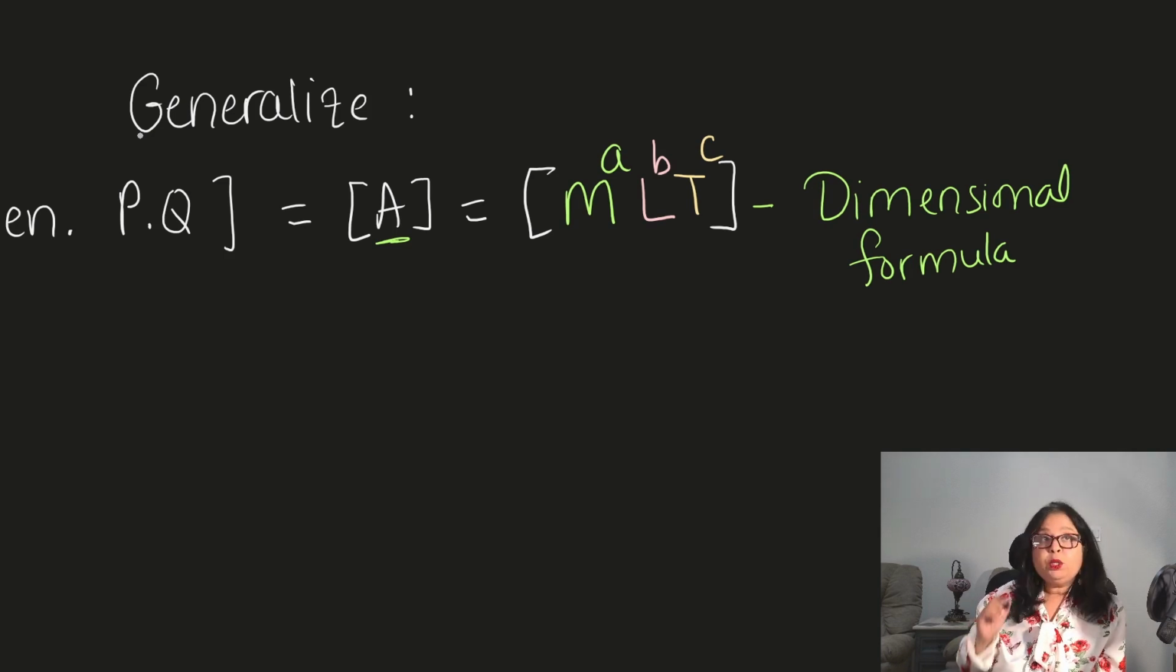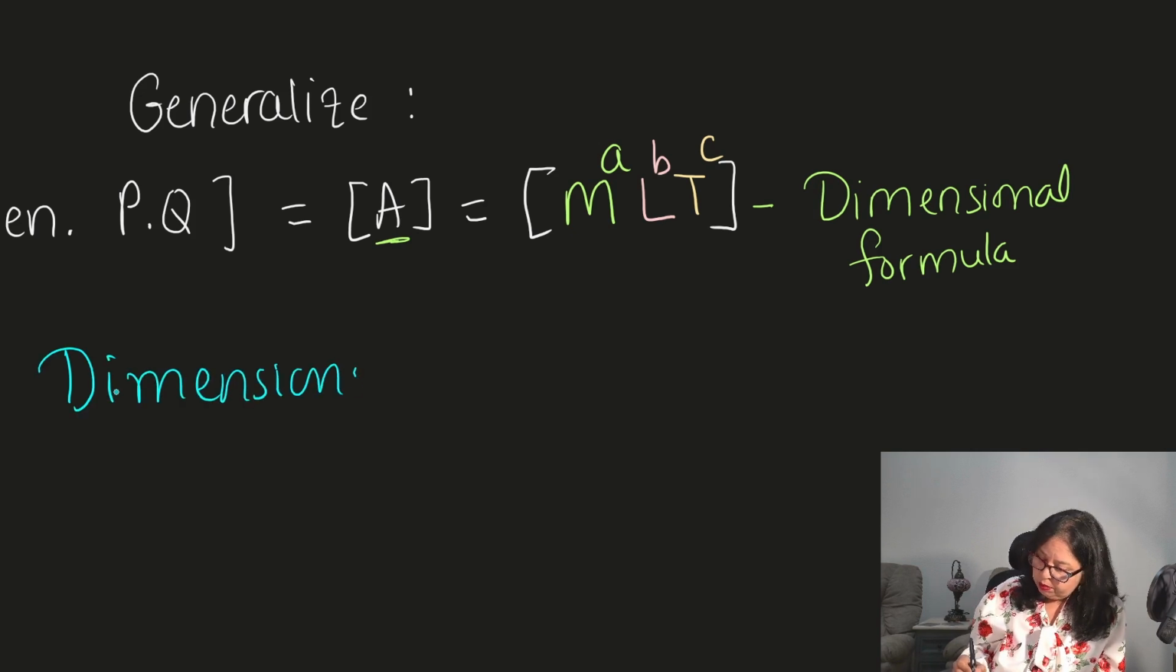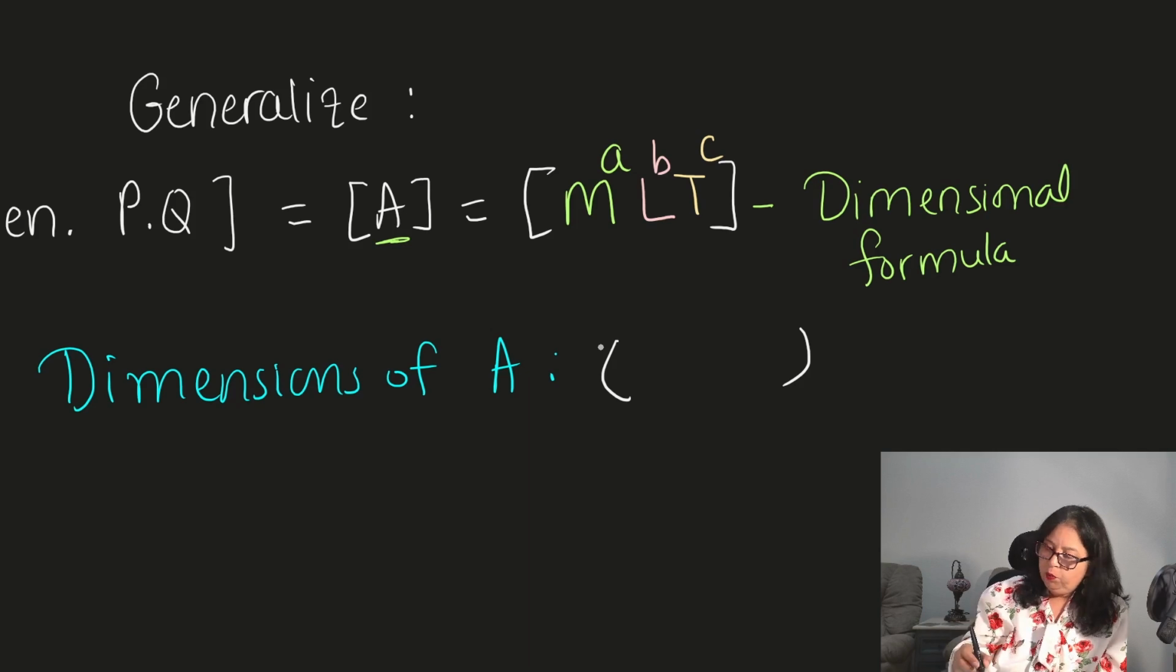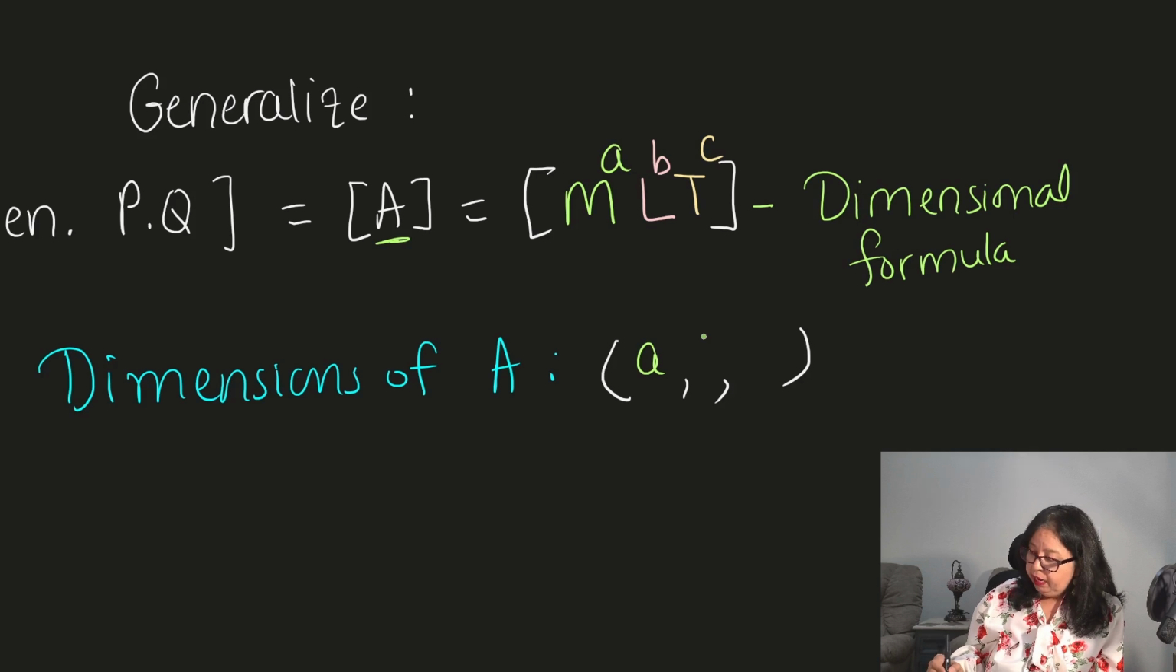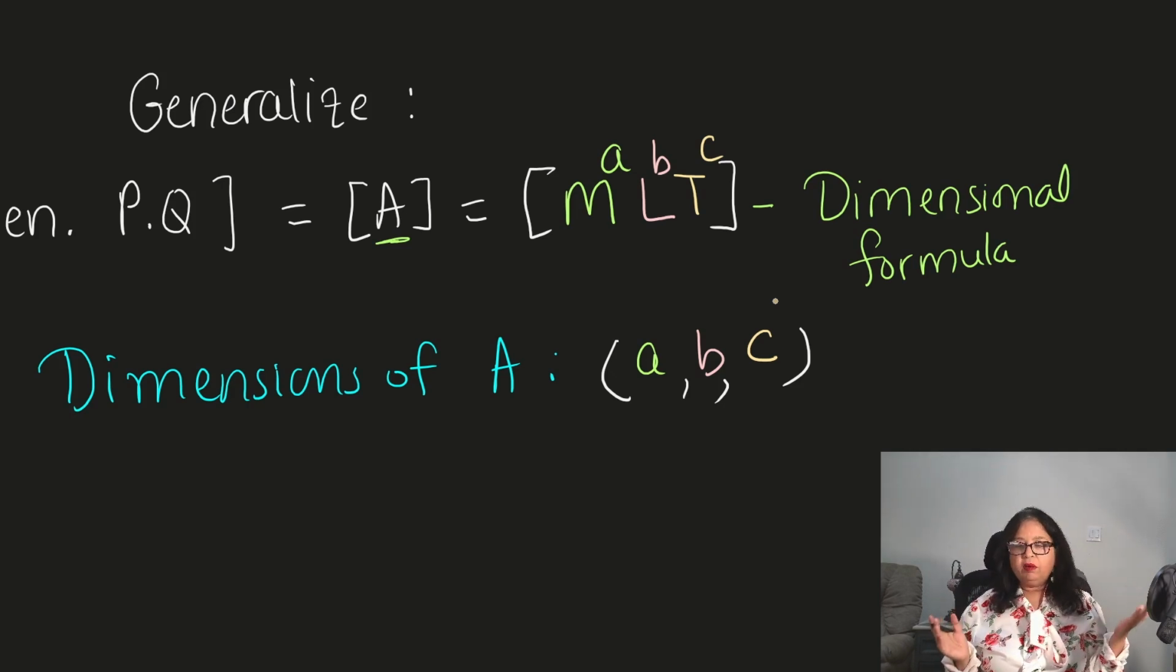Once you know the dimensional formula, can you figure out the dimensions of A? What will be the dimensions of A? What do you think? I say they would be what? What's the first one? A. Next we have B. And last we have C. So these are the dimensions of the physical quantity A, which is just some random made up fictitious physical quantity.